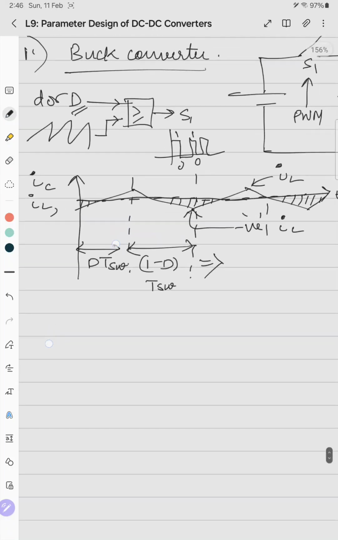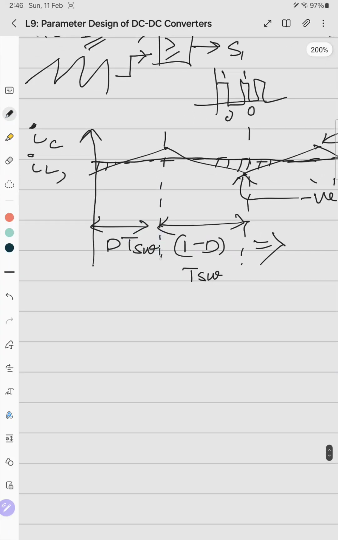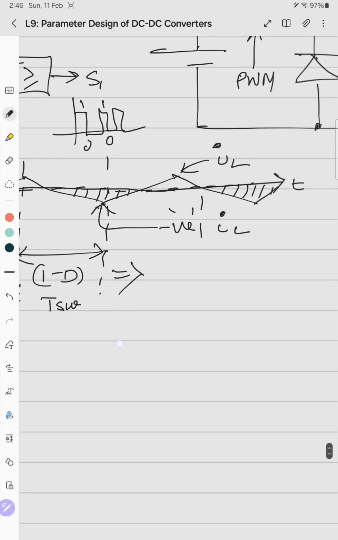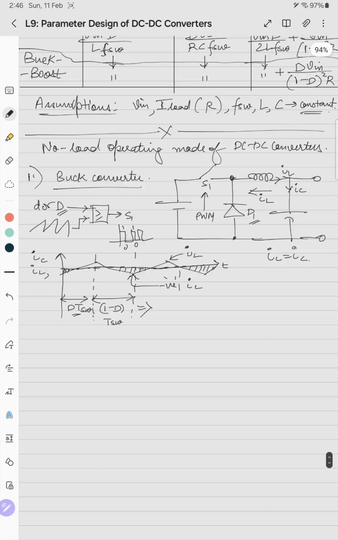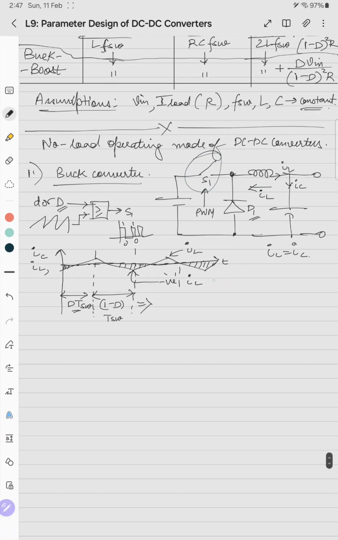So what you find here is that in the 1 minus D switching time, the inductor current is negative as well as positive. A positive inductor current is not a big deal when the switch is on. When the switch is on, the diode is off, and the inductor current becomes negative for some time, so this current has to flow in the reverse direction. So the switch should be a 2-quadrant switch.